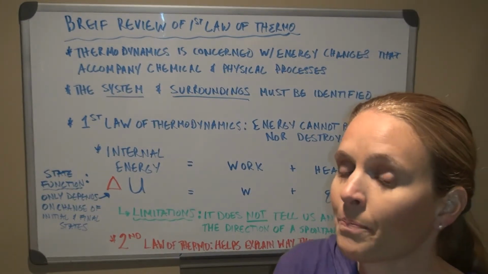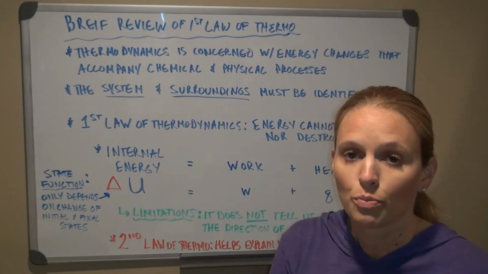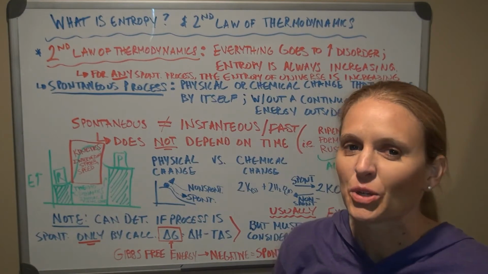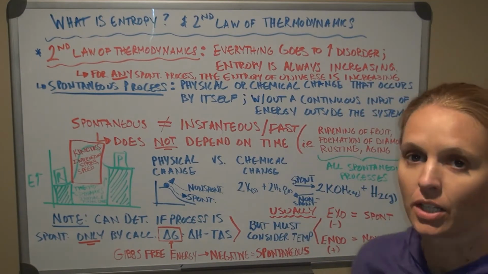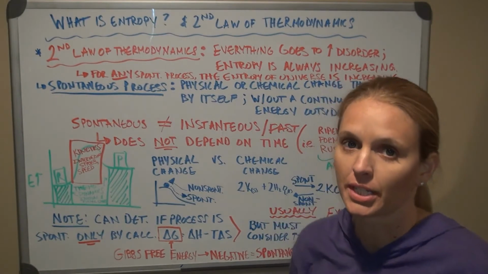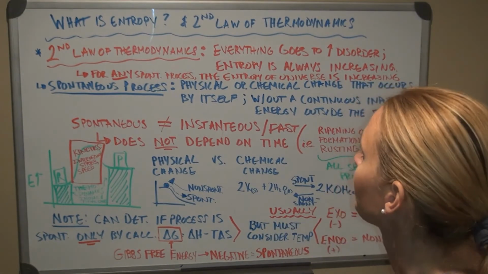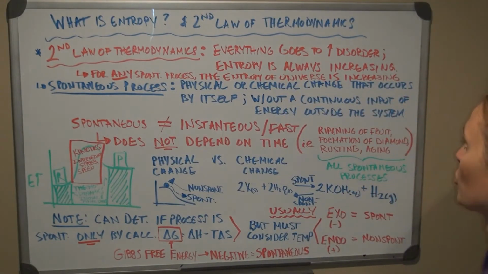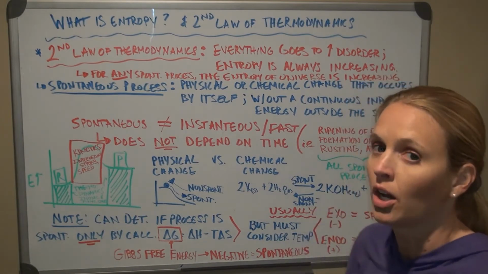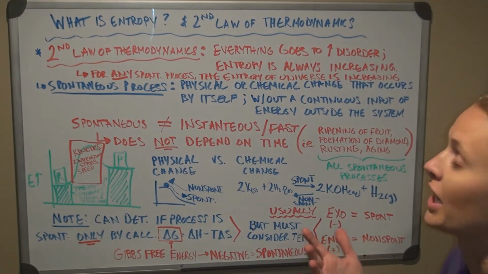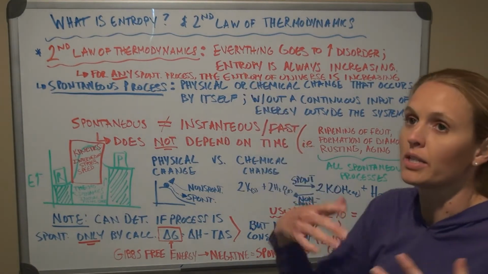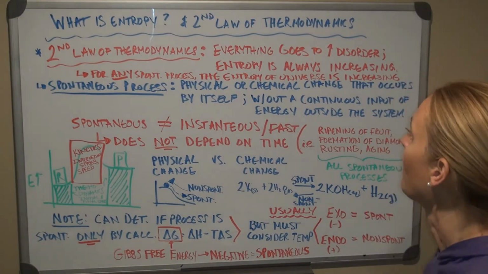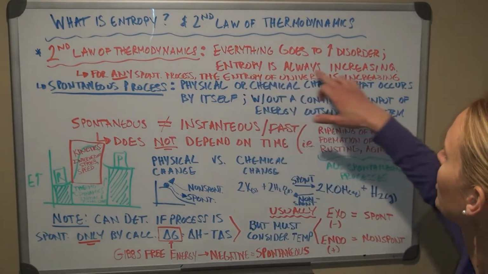So we can use the second law, or this thing called entropy, as a way to predict spontaneity for various processes and chemical reactions. So what is entropy? What is the second law of thermodynamics and how can we use it to help us predict the spontaneity of a process? The second law of thermodynamics is that everything basically goes to increasing disorder. Everything goes to chaos. Everything is always increasing in entropy. So remember, entropy is dispersion, chaos, disorder of energy. And so entropy is always increasing.